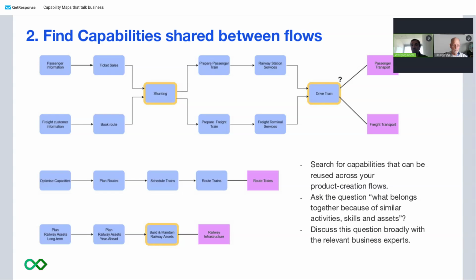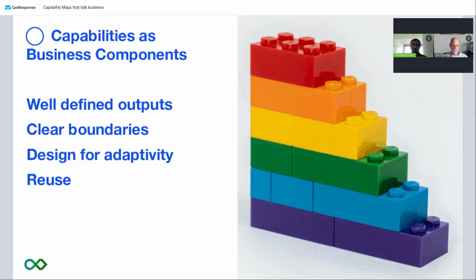So the second step is you search for capabilities that can be reused across those flows. Ask the question, what belongs together because of similar activities, similar skills, and similar assets? So are the skills and assets similar between freight and passenger transport? Maybe, I don't know. And if they are, maybe it's a good idea to see driving the train as a capability that you can share. So now we have those two dimensions. Optimize for flow, find the capabilities based on the flow. And the second thing is more based on business components. Gartner uses the term, but it's like yin and yang.